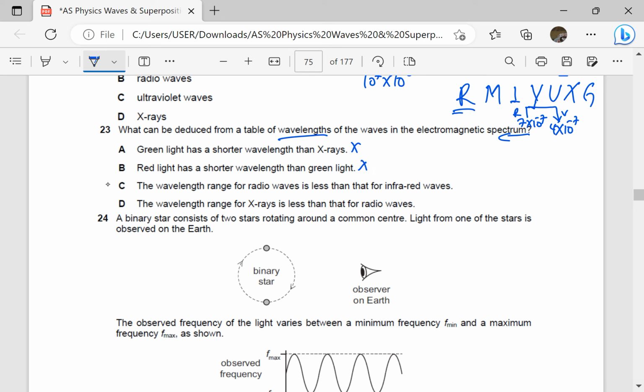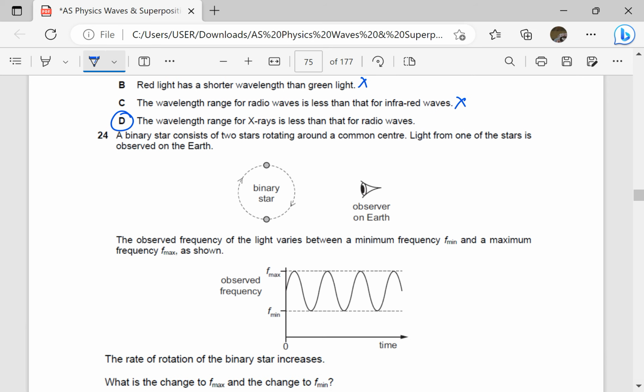The wavelength range for radio waves is less than that for infrared. Radio waves have the highest wavelength, so that is not true. The wavelength range of X-rays is less than that for radio waves. That is very true. Radio waves have the highest wavelength. X-rays have a smaller wavelength.